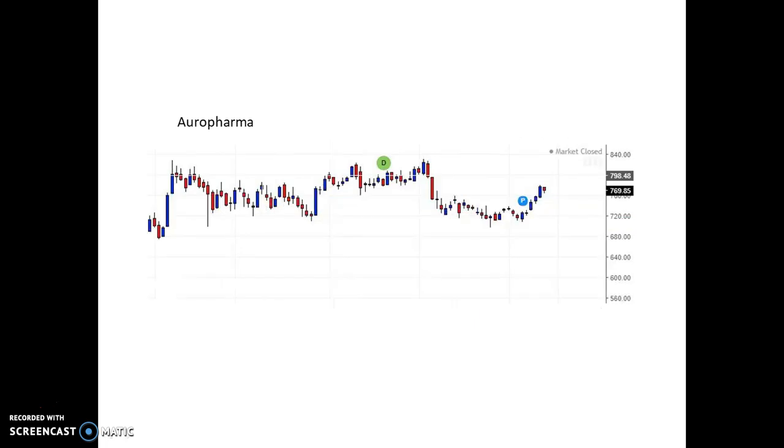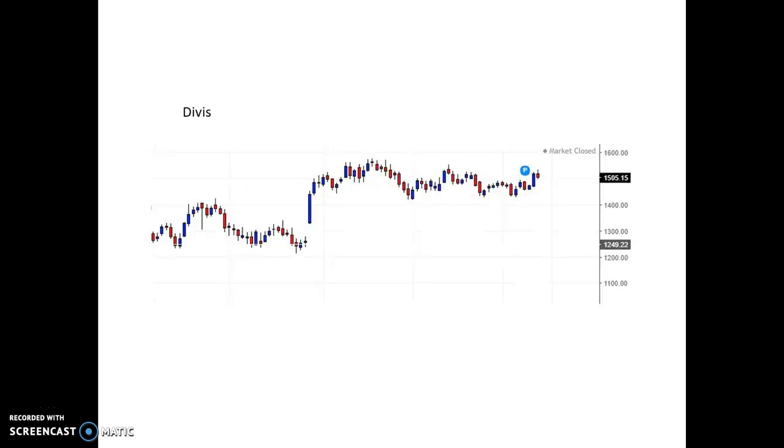Now moving on to the next, Aurobindo Pharma is a perfect example of the bearish Harami. From here the price has moved, and the closing price is around 769. If you short this, considering 798 as a stop loss, then if it moves below, the next support lies around 720. So this is about the bearish Harami candlestick pattern.